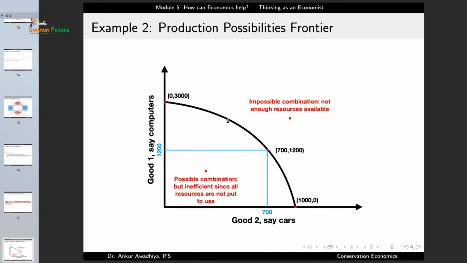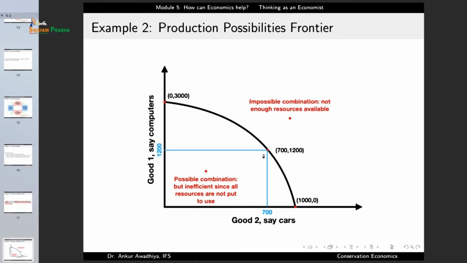Similarly, this point is also possible. All the points that are inside the curve, to the left of the curve, are also possible. But we say that these are inefficient use of resources because the resources are not being put to complete use. So for instance, the economy might say that we will be producing, say, one computer and one car.